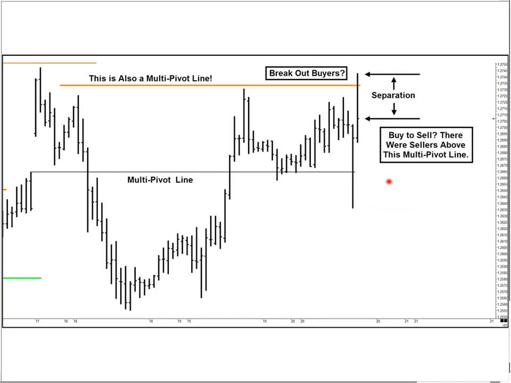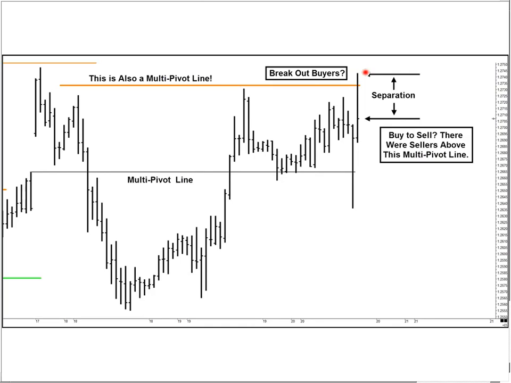All right. Remember that this is a multi-pivot line. What do we get? We run through, and think of it as a door again. They open the door, they run through, and what do you think they found? Anybody? More than no buyers, what else did they find? Yeah, they found a whale, sure. They found some sellers.